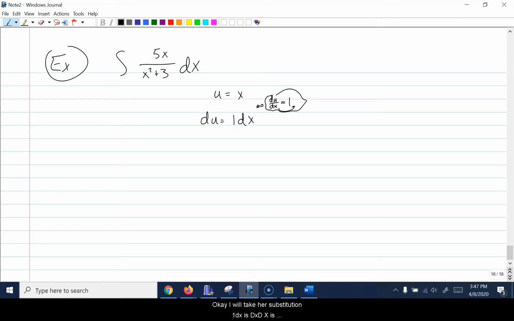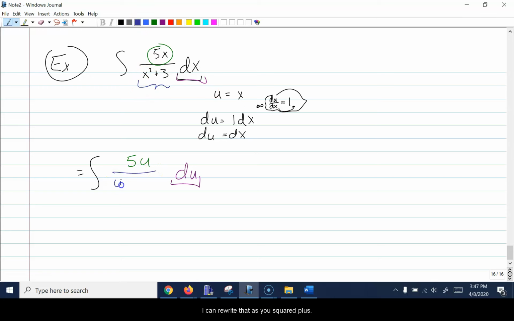Okay, now let's make our substitution. 1 dx is just dx. Dx is just du. Converting this to a du is easy. That becomes now du. 5x, what does that become? Well, x is u, so that can become 5u. And x squared plus 3, what's that going to become? Well, x is u, so I can rewrite that as u squared plus 3. So altogether, I've written every part of the original problem down. The problem becomes 5u over u squared plus 3 du.